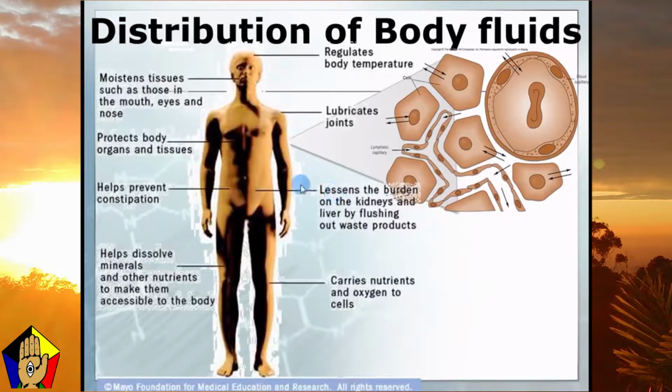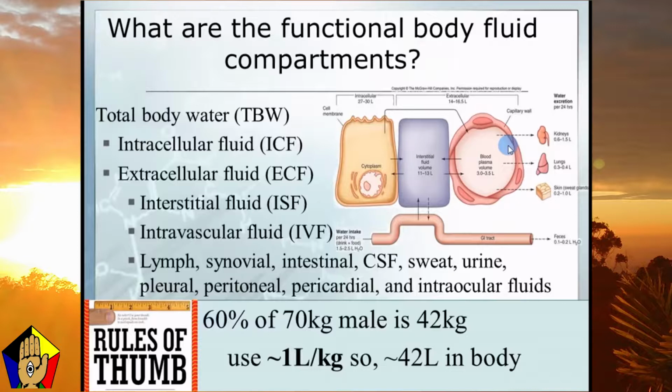And this picture is just kind of a reminder of the different things that water is there for, like helping protect the tissues, chemical reactions, and transporting nutrients. Now we're going to go a little bit closer and actually look at the cells, the blood vessels, and the interstitial space, the space between. So some terminology you need to get familiar with.